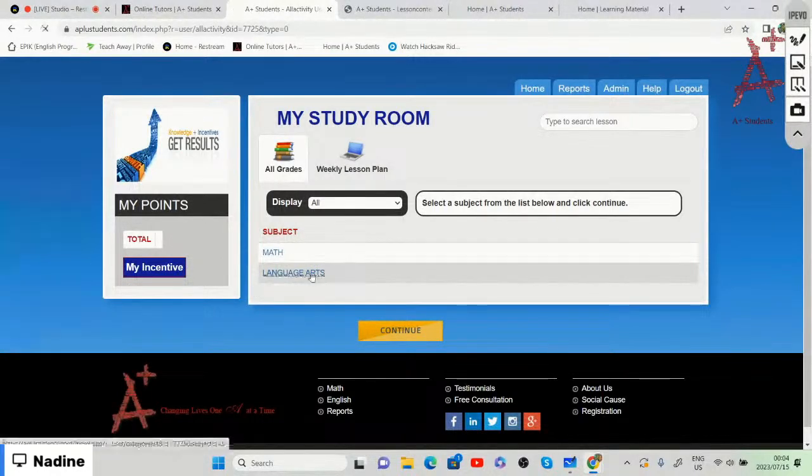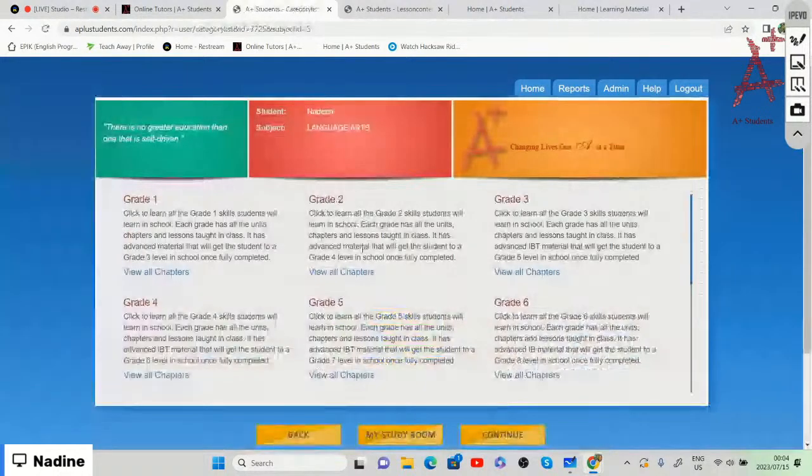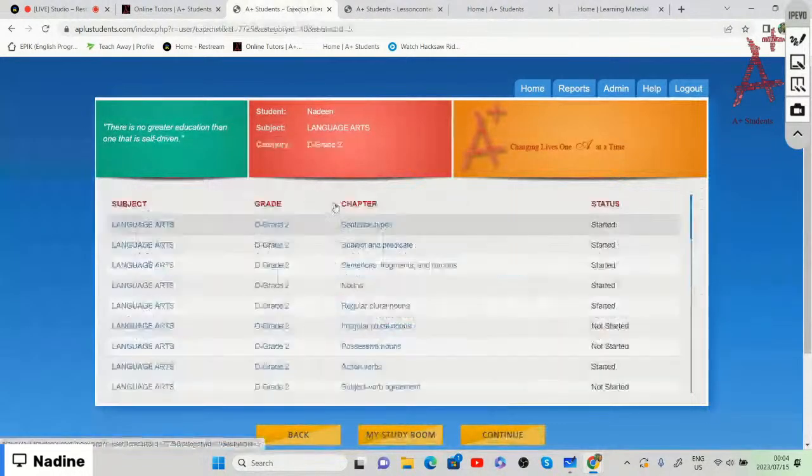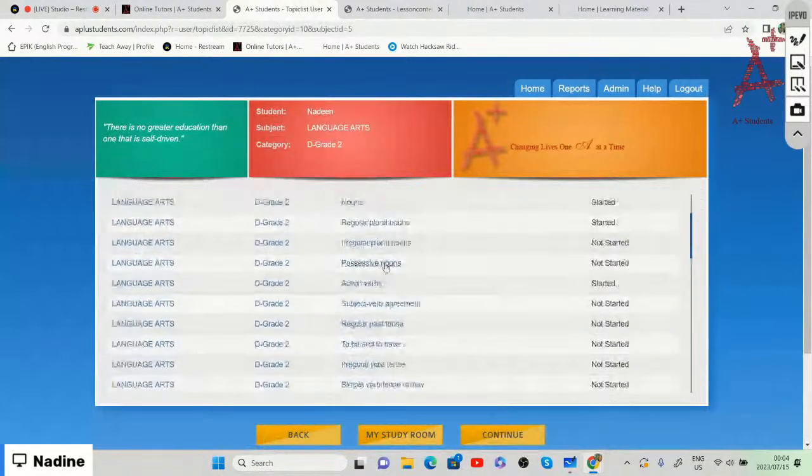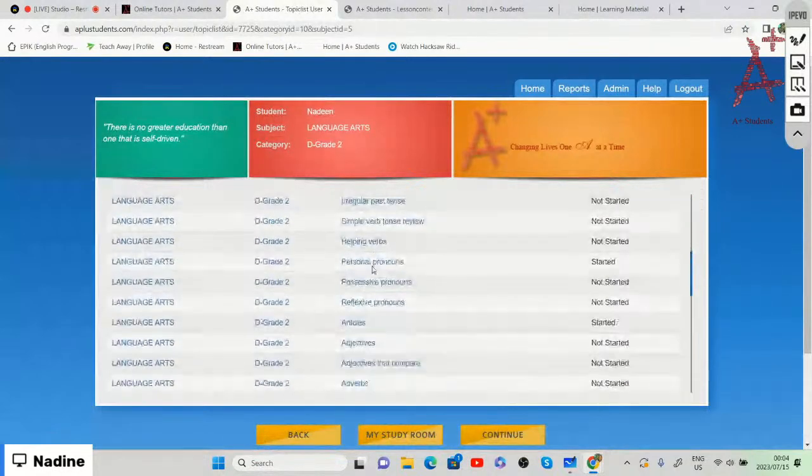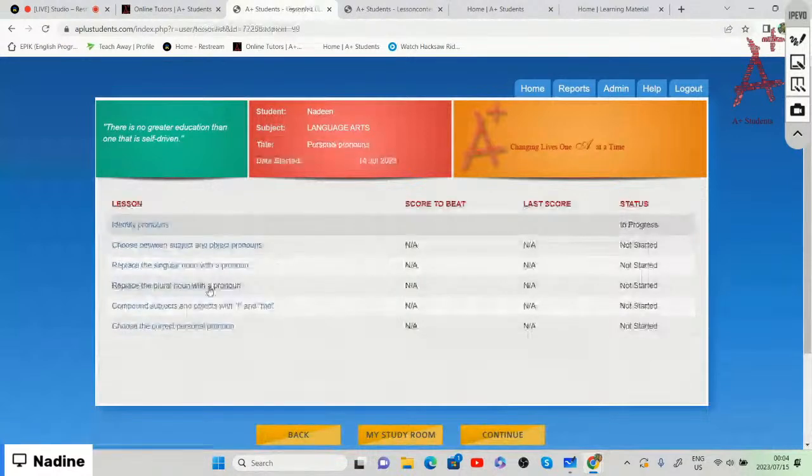All right, so once you've selected the subject of language arts, we're going to grade two. Then our chapter for today is personal pronouns, so we're going to scroll down all the way to personal pronouns. The lesson is to identify pronouns, to choose between the subject and object pronouns, to replace the singular noun with a pronoun, right? And remember, singular means one.